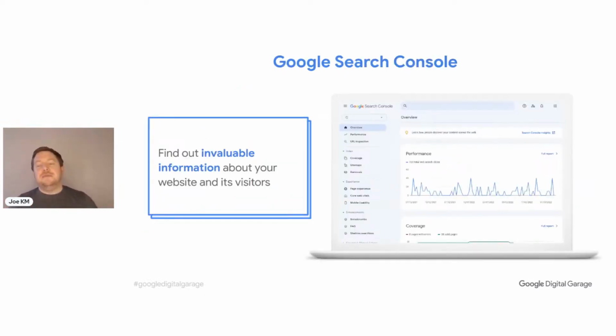Next, we're going to have a look at something called Google Search Console. So find out invaluable information, and I do literally mean invaluable information. This has so much information in here, but it's nicely packaged together. So when people are typing in keywords to Google, does your site appear? It will literally show you what keywords people are typing in.